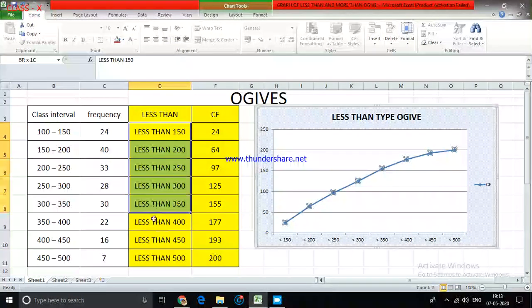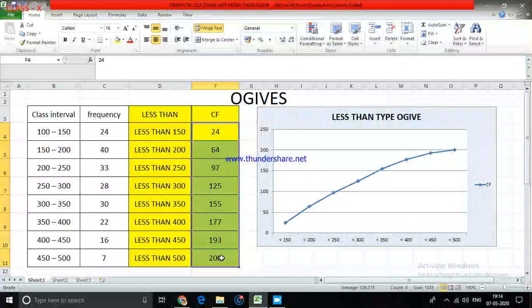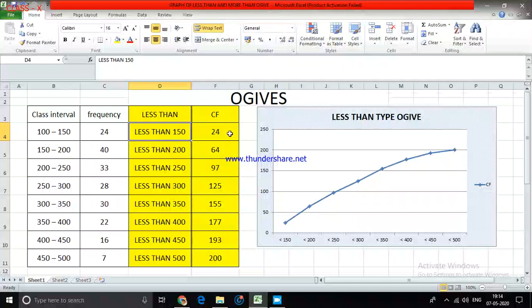That means this less than type will act as an x value, and this value will act as a y value. So x comma y. So first point is 150 comma 24. I think in class 9 coordinate geometry you already learned how to represent the point. So here x coordinate is 150, y coordinate is 24. Next point is 200 comma 64.